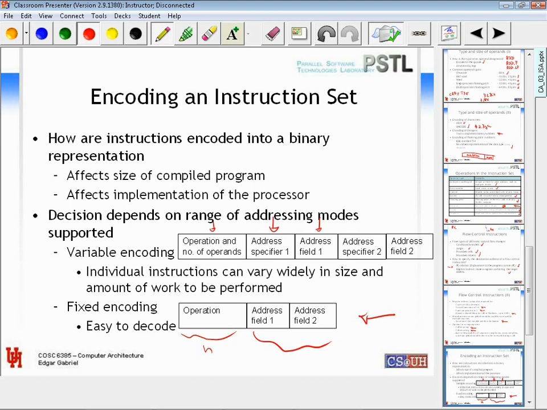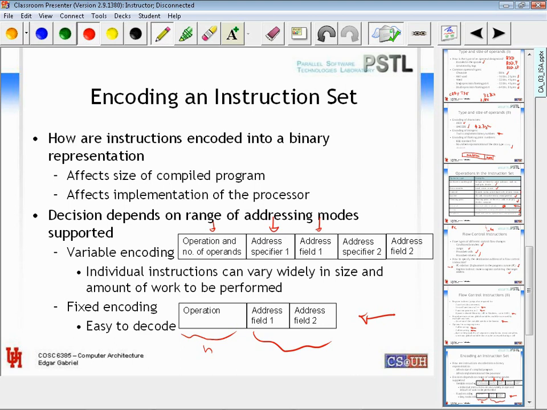I don't remember the precise maximum length in the x86 architecture, but the variability between the shortest possible instruction and the longest possible instruction was tremendous, with more than a factor of 2. It was way more than a factor of 2.